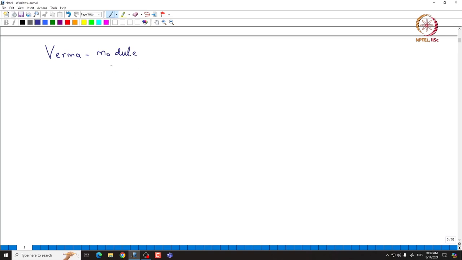Of course, the Verma module associated with the weight lambda. Okay, so how do you construct it? Let us fix this lambda in h star. This is just a weight. Then you look at the universal enveloping algebra U(g). Now we are interested in constructing a cyclic module generated by some weight vector v lambda.